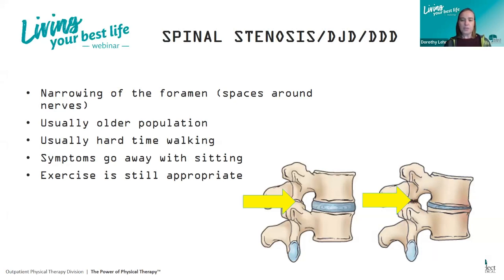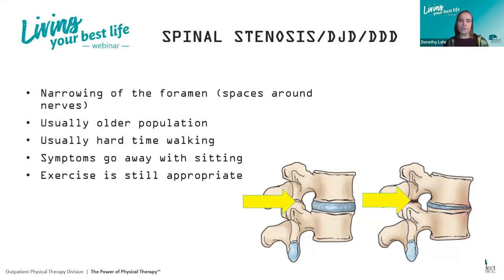The discs in between your vertebrae, those vertebral bodies. In this picture, it's that blue disc in between, right in here. Over time, with age and with life, those discs dry up. Degenerative disc disease is a really fancy way of saying normal aging. As they dry up, the space where that nerve comes out gets smaller. That height collapses, the space gets smaller, and it can compress those nerves. It typically happens in the older population over the age of 65.